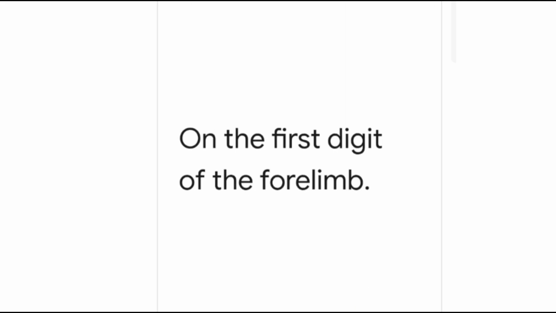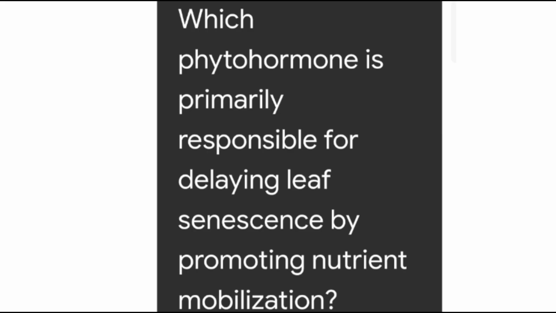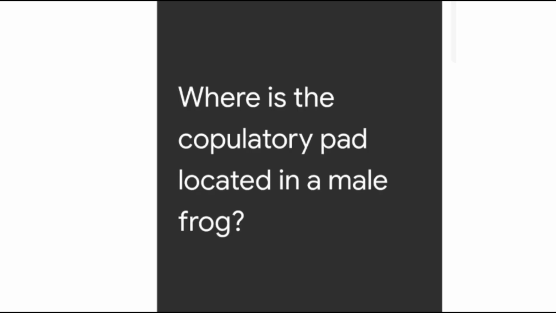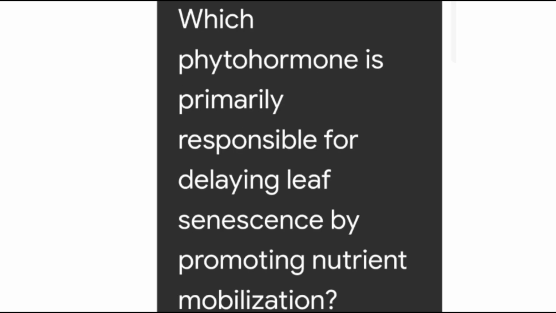Which phytohormone is primarily responsible for delaying leaf senescence by promoting nutrient mobility? That is cytokinin, which delays senescence. It helps in delaying senescence.